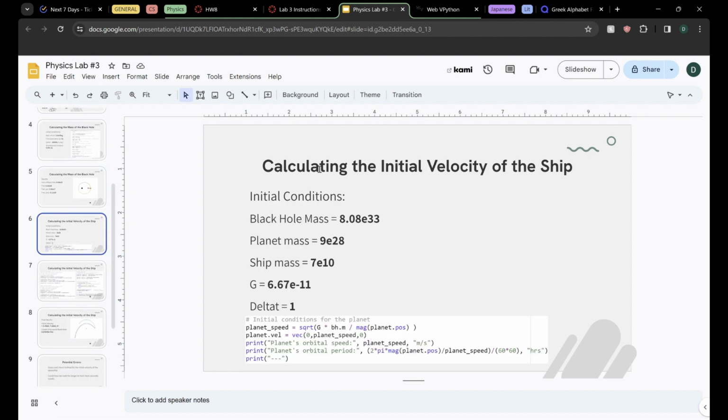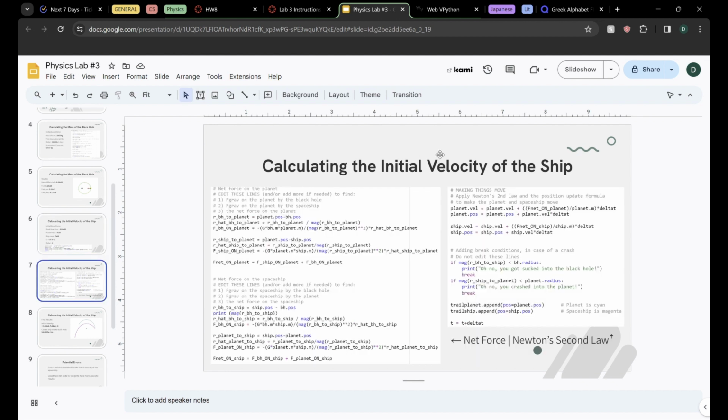Calculating the initial velocity of the ship. So now that we've calculated the mass of the black hole, we have these initial conditions for the initial velocity of the ship. The black hole mass is 8.08e33 kilograms. The planet's mass is 9e28 kilograms. The ship mass is 7e10 kilograms. The gravitational constant is the same, and delta t is 1. And here are the initial conditions for the planet down here as well, which are already in the code.